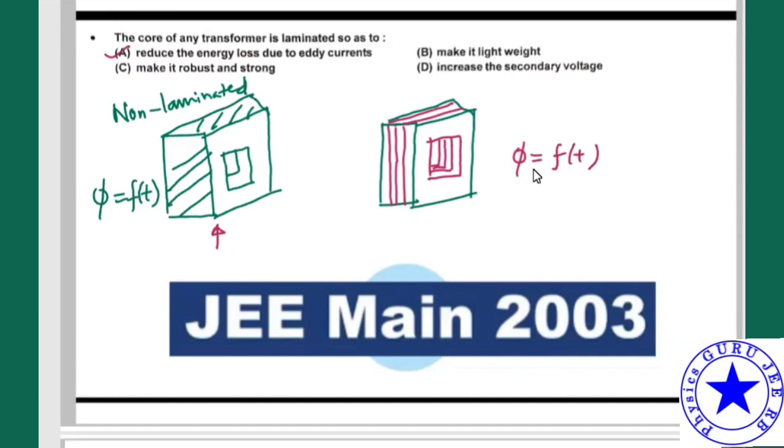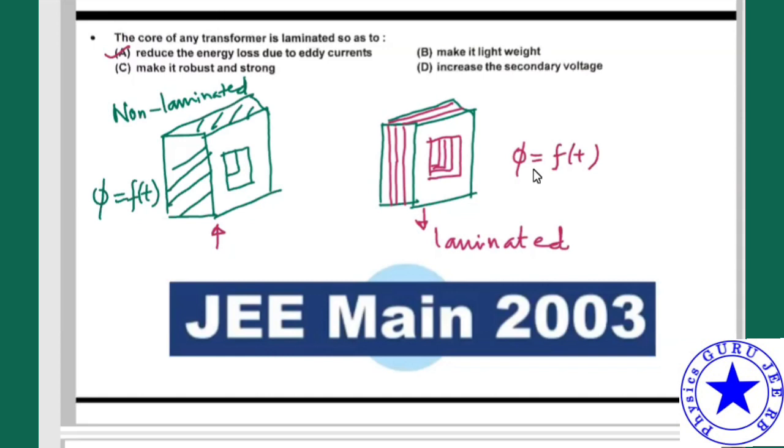So when it is laminated, due to lamination of the core, eddy currents are induced within the laminated strips only. So the losses due to eddy currents, due to their shapes, are reduced, right? So when it is laminated, overall the eddy current losses are reduced. Okay, so the correct option for this one is reduce the energy loss due to eddy currents when it is laminated. Hope it is clear.